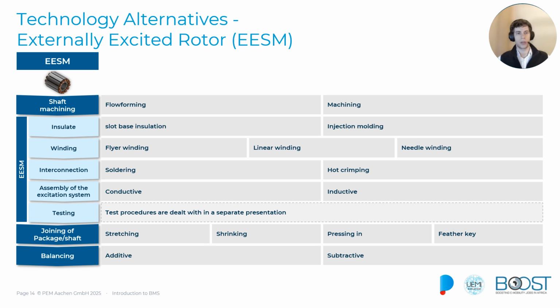To insulate, we can use the slot-based insulation or the injection molding. For the winding, we choose between flyer winding, linear winding, and needle winding. The interconnection could be done by soldering or hot crimping. The excitation system could be either conductive or inductive. Let's have a look at this in detail.